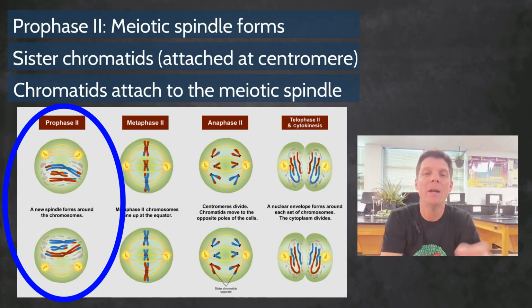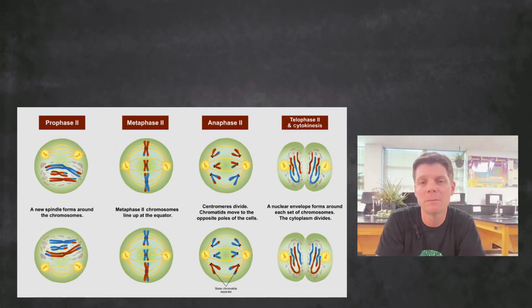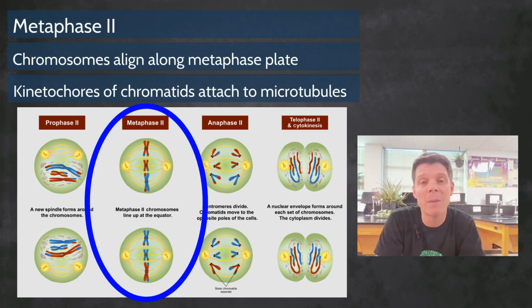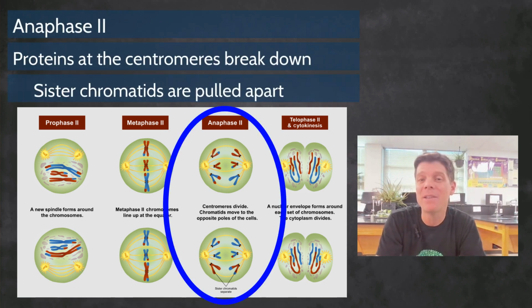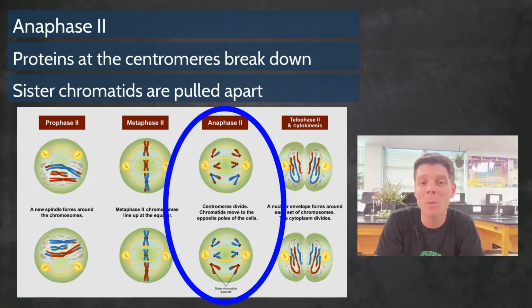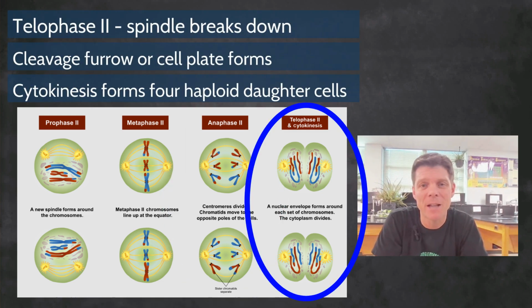During prophase 2, a new spindle forms, and chromosomes, still made up of sister chromatids, attach to spindle fibers. During metaphase 2, chromosomes line up at the middle of the cell along the metaphase plate. Then, in anaphase 2, the proteins holding sister chromatids together break down, and the chromatids are pulled apart to the opposite poles. Finally, the cell gets to telophase 2.